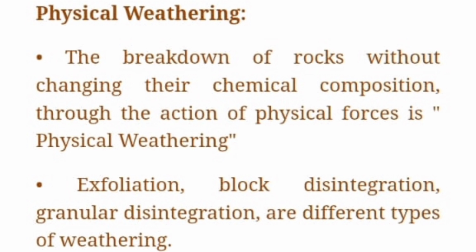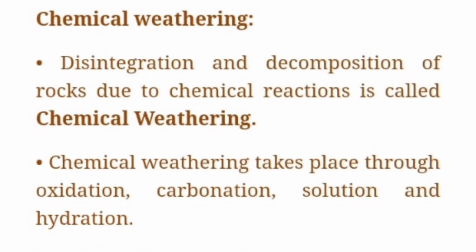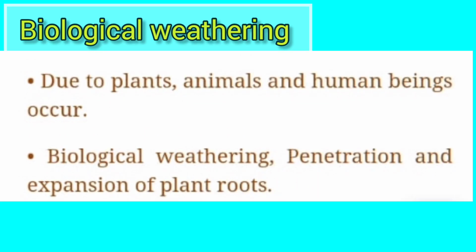Second point, exfoliation, block disintegration and granular disintegration are different types of weathering. Chemical weathering: first point, disintegration and decomposition of rocks due to chemical reaction is called chemical weathering. Second point, chemical weathering takes place through oxidation, carbonation, solution and hydration. Biological weathering occurs due to plants, animals and human beings. Third, biological weathering: penetration and expansion of plant roots.